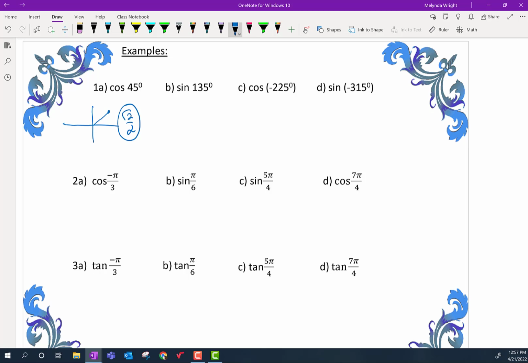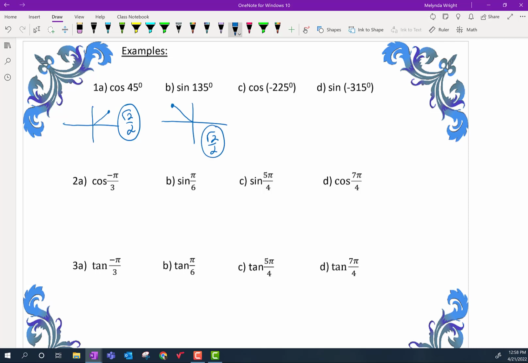Now let's look at 135 degrees. So 135 degrees, let's see, that's 90. 135 would be right here. Sine is y, and we're still positive, so that's going to be root 2 over 2. That one is also a 45, 45, 90.